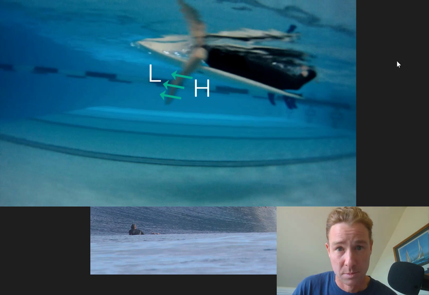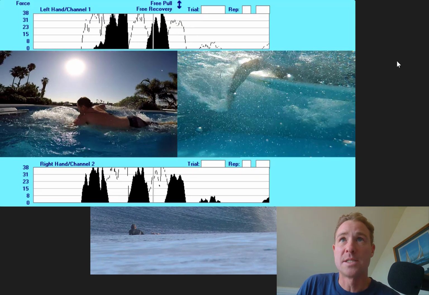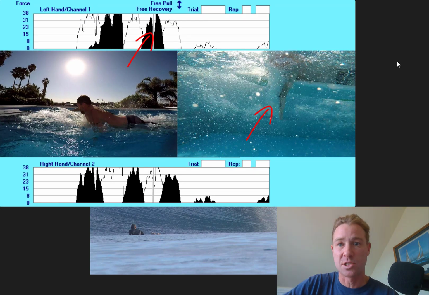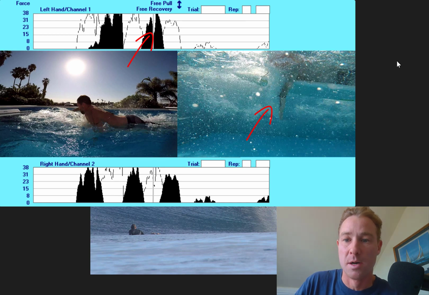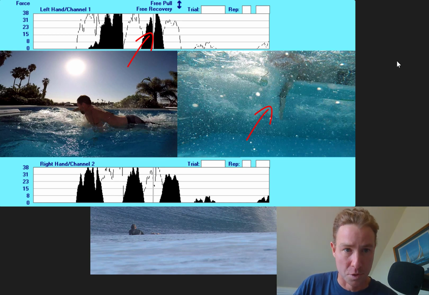Now, the problem that a lot of surfers have, and I've talked about this before, is slipping. And slipping is when you, as a human being, having a solid object, your arm, in the water, push right through that high pressure. You push too hard. And so when you push too hard, you effectively do what's called slipping.